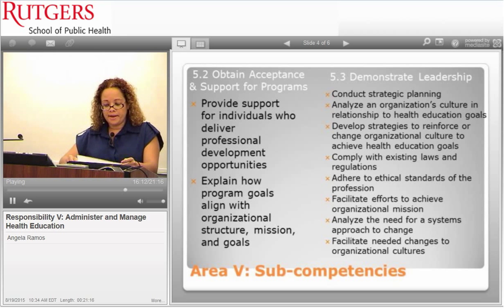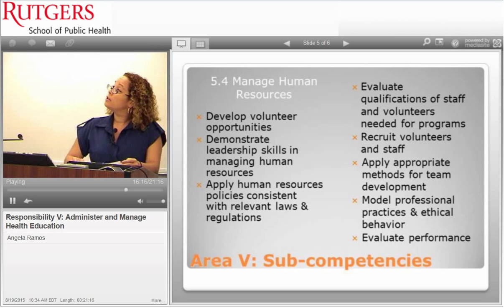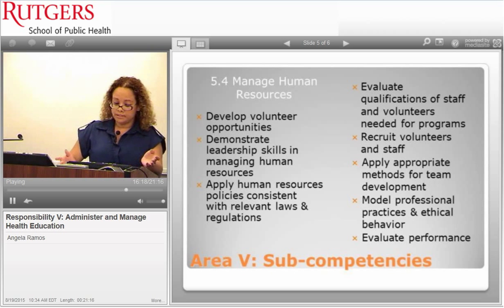Also, we have here 5.4: manage human resources. Human resources is the key to any organization. It keeps everyone together. It's the glue, basically.